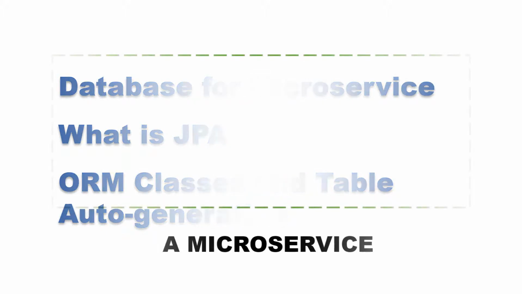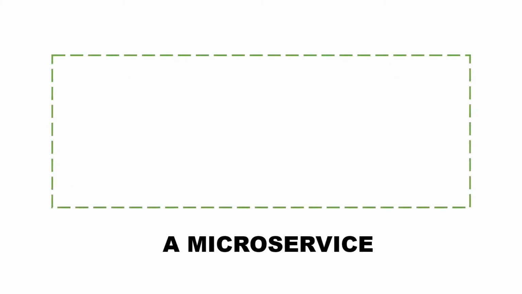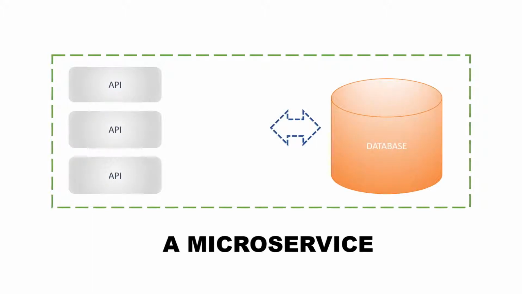As I mentioned in the first video of this tutorial series, a microservice communicates with its own database. This is because one of the goals of microservice architecture is to be able to update each microservice independently without impacting other microservices. Here are some important characteristics of a database designed for a microservice.